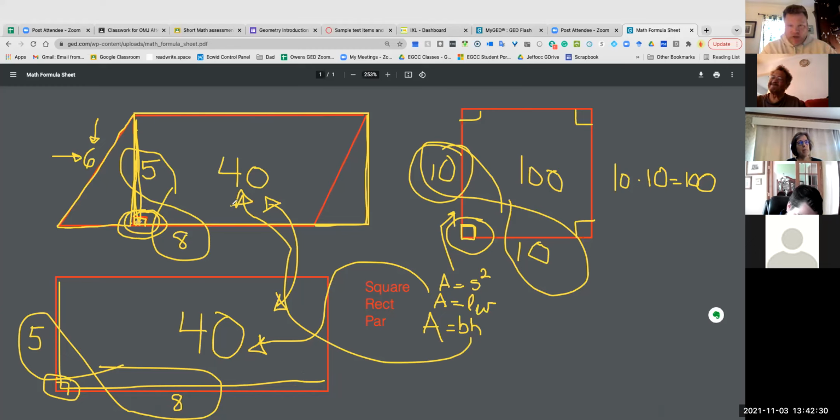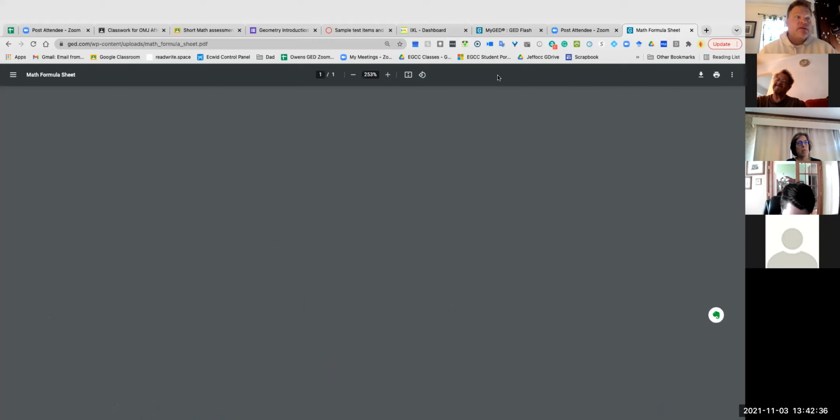it's up, down times left, right. Now, I am not replacing the formula because here's what GED does, and the Tabe test does the same thing. I'm not teaching to the test, but if they wrote a parallelogram this way, and they gave us some numbers to work with, and they said 7, 5, 4, and we go, okay, it's a parallelogram, I get that.